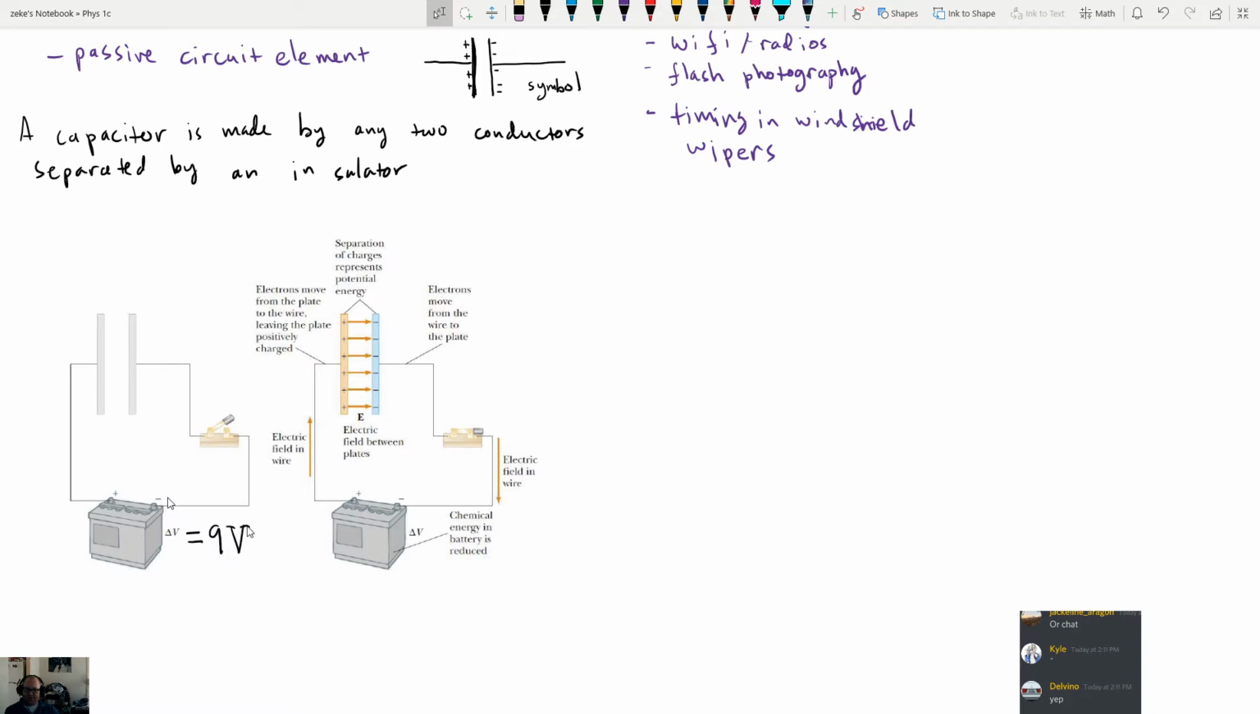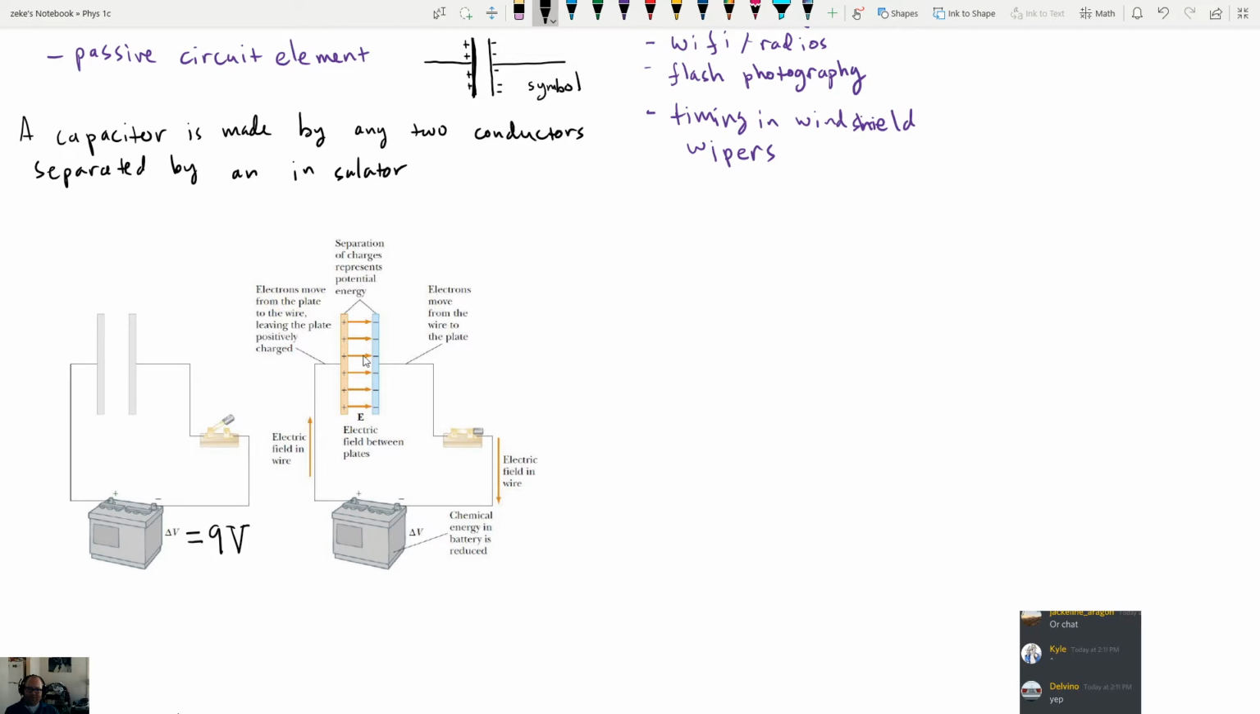Maybe this is like a 9-volt battery, for example. And if you connect the battery to each of these plates right here, what will happen is what's shown in this picture. The positive side of the battery will positively charge one side of the capacitor. The negative side of the battery will negatively charge the other side of the capacitor. And it will set up an electric field between the plates.